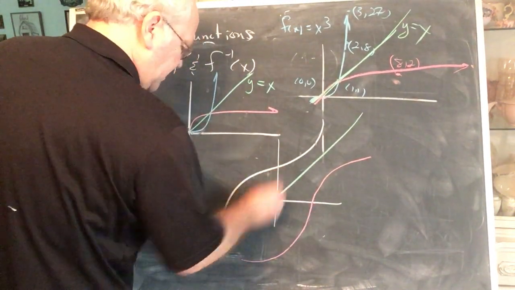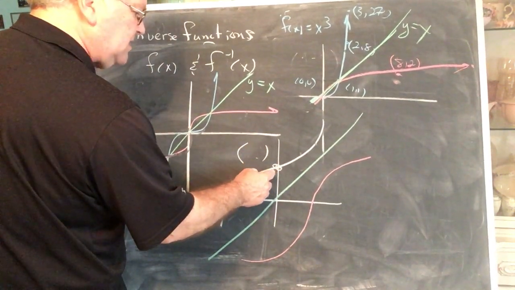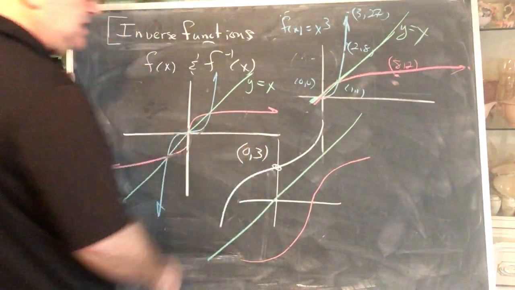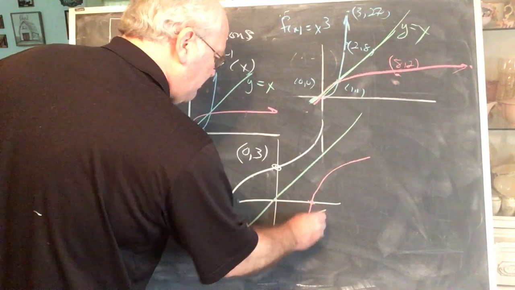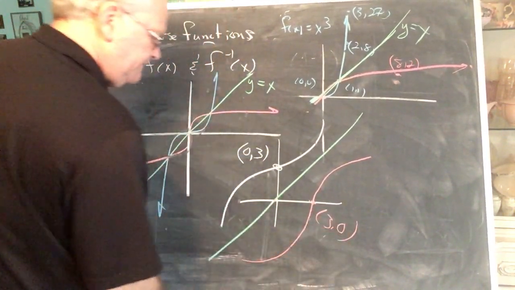Notice, if this is the point, let's suppose this has coordinates. It's a point on the y-axis. So this is maybe 0, comma, let's just pick a number out of the blue sky, 0, comma 3. If we know that, then what must we also know about that point? Is it clear they must interchange? This is 3, comma 0.